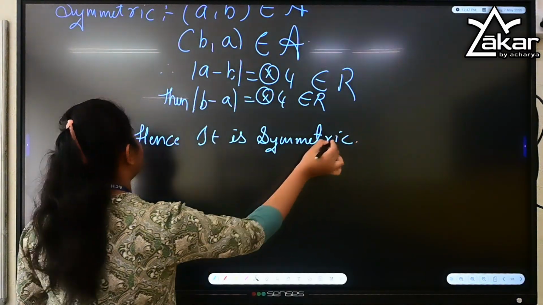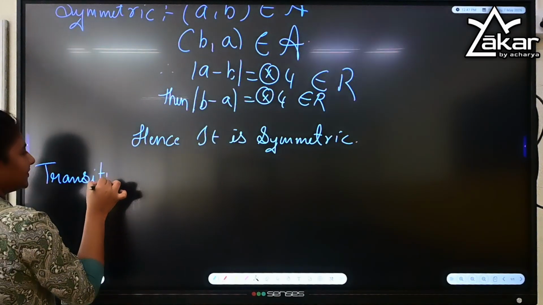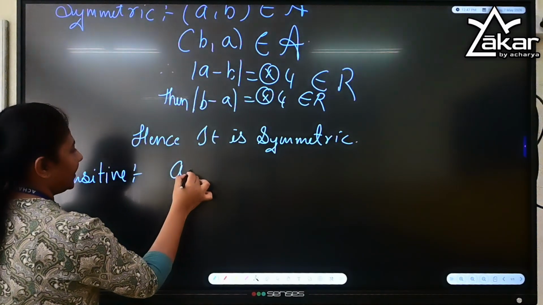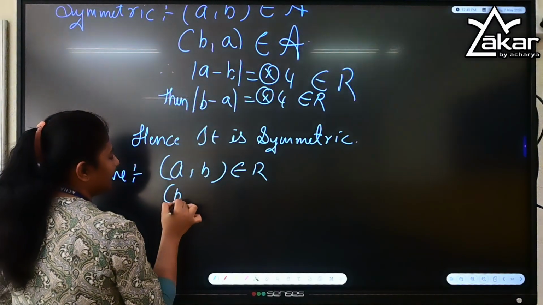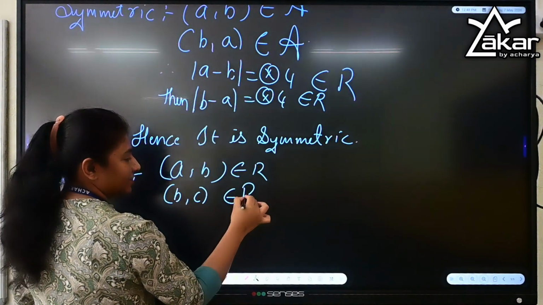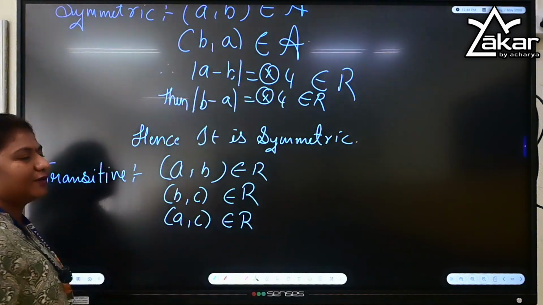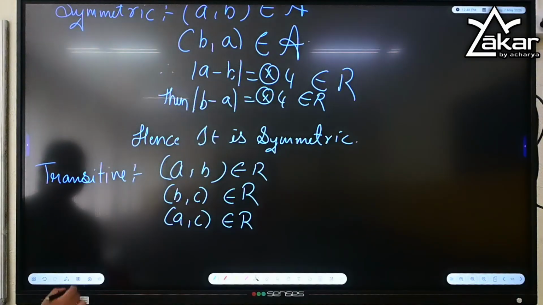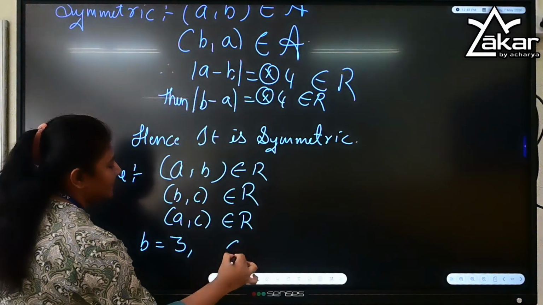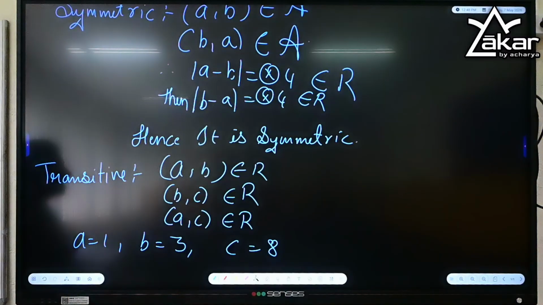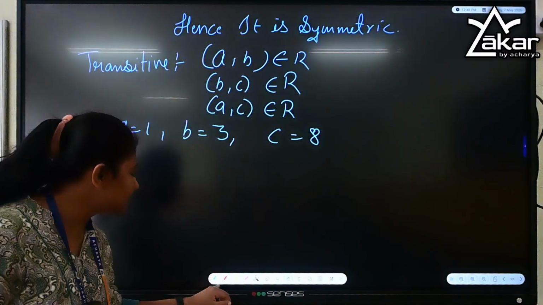Next, what does the transitive condition say? The transitive condition says that if (a, b) belongs to R and (b, c) belongs to R, then (a, c) should also belong to R. Let a equal 1, b equal 3 and c equal 8. Let us take random elements here. According to this, let us check.